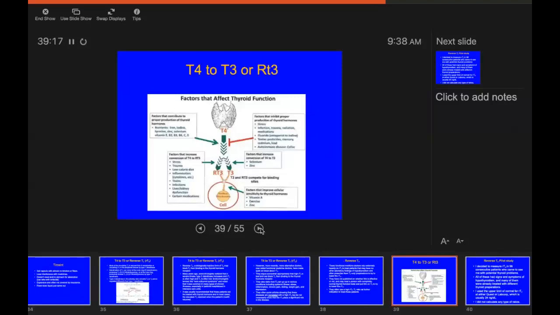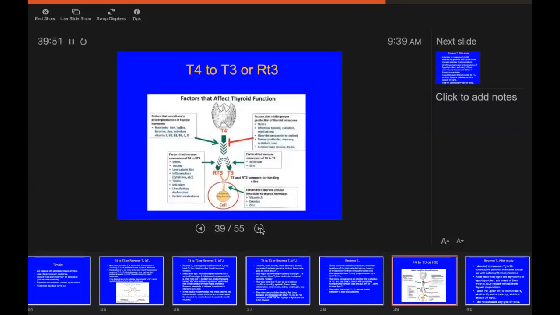Things that contribute to higher thyroid hormone production include iron, which I certainly agree with, iodine, tyrosine, zinc, selenium, and vitamins. Factors that inhibit the production of thyroid hormones include stress, infection, trauma, radiation, medicines, fluoride, toxins, and autoimmune diseases. Many of these are interesting ideas that haven't really been shown. Things that increase the conversion of T4 to reverse T3 include stress, trauma, low-calorie diet, inflammation, toxins, infections, liver and kidney disease, and certain medications.